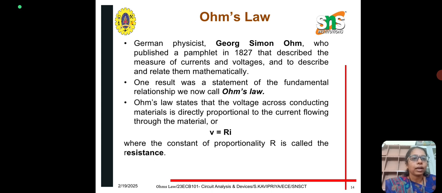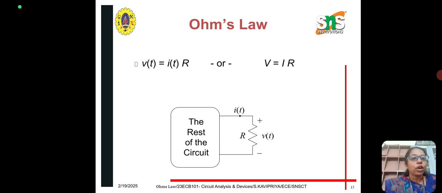And next is Ohm's law. A German physicist called George Simon Ohm published a pamphlet in the year 1827 that described the measurement of current and voltages and related them mathematically. One result was a statement of a fundamental relationship. We now call it Ohm's law. Ohm's law states that the voltage across any conducting material is directly proportional to the current flowing through the material. V is equal to Ri, where V is the voltage, i is the current and R is the constant of proportionality called resistance. So v(t) is equal to i(t) times R, or V is equal to IR.